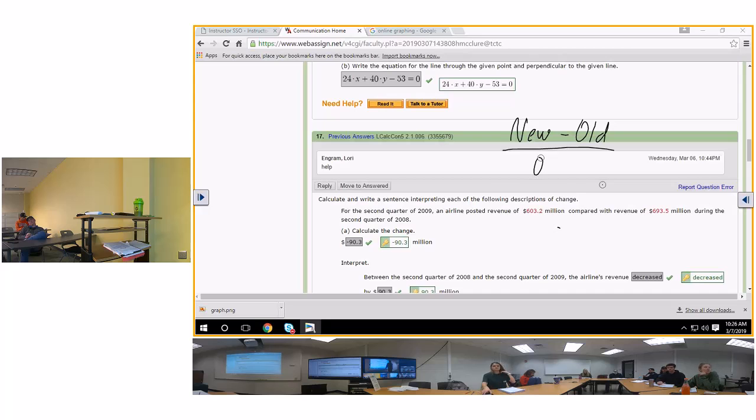New minus old over old. And you multiply it by 100. This is the decimal. So if you need to get it into percentage, you multiply it by what? 100. This gives you the percentage, okay?